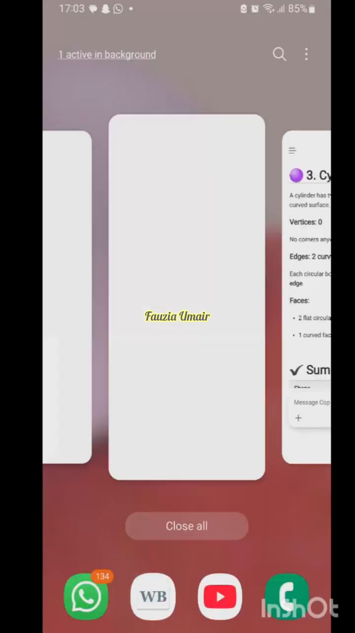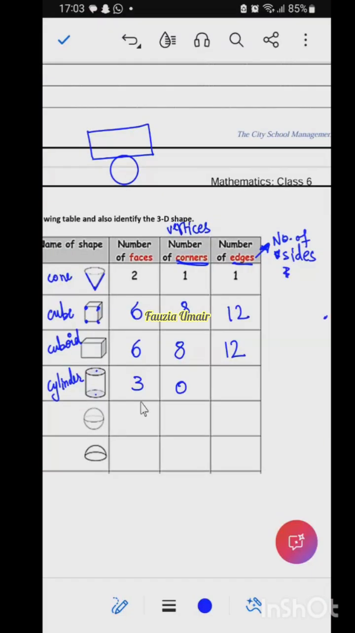Now let's write it down. So cylinder is having two edges. Which two edges? Just look at this. One is this joining point where the circle is joined with the curved shape, and the other is where the other circle is joined with the curved one. So there are two edges. Now the sphere is having how many faces? One curved face. Zero corner, zero edge.